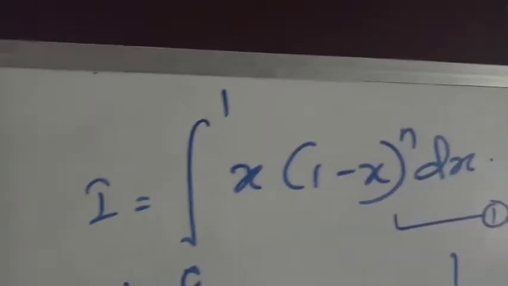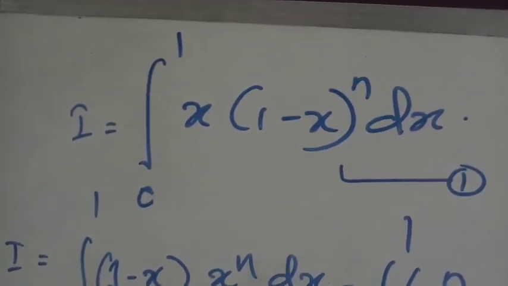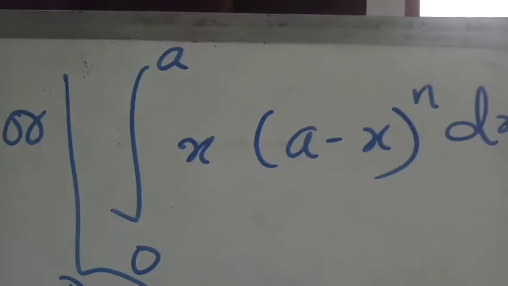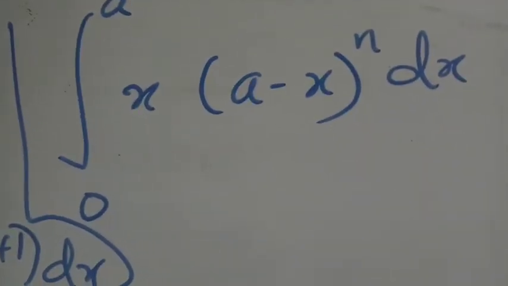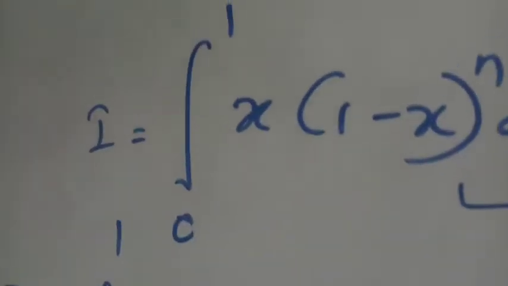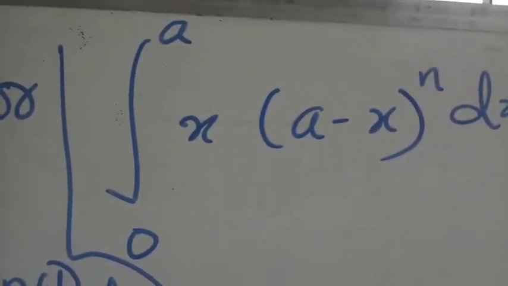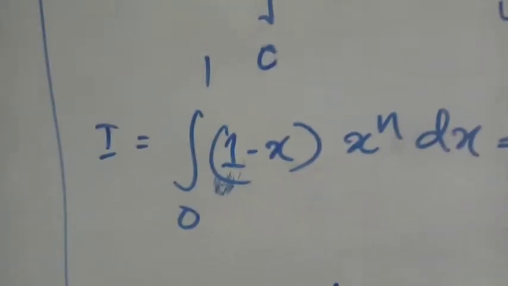Next question. Integral 0 to 1 x into (1 minus x) raised n. Similar to this one, integral 0 to a x into (a minus x) raised n. If the upper limit is 1, the constant inside the bracket is 1. If the upper limit is a, the constant inside the bracket is a. Let us solve the first one.